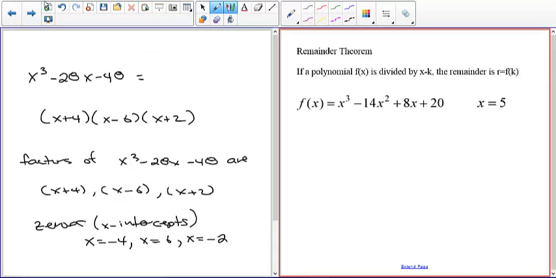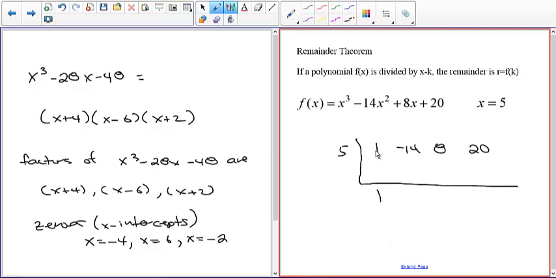Now, besides, if we get something that's other than a 0 remainder, it's still useful. What it turns out is that the remainder is the value of the function evaluated at the 0 that we're evaluating. Okay, so what does that mean? So let's do synthetic division here. So the coefficients are 1, negative 14, 8, 20. Divide that by x minus 5, or x equals 5.